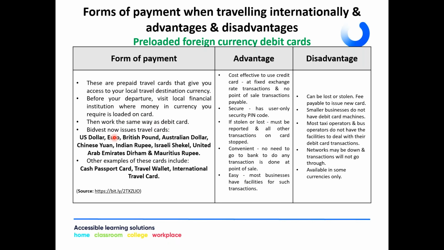Bidvest now issues travel cards in US dollar, Euro, British pound, Australian dollar, Chinese yuan, Indian rupee, Israeli shekel, United Arab Emirates dirham, and the Mauritius rupee. Other examples of these cards will include your cash passport card, your traveler wallet, and your international traveler card.